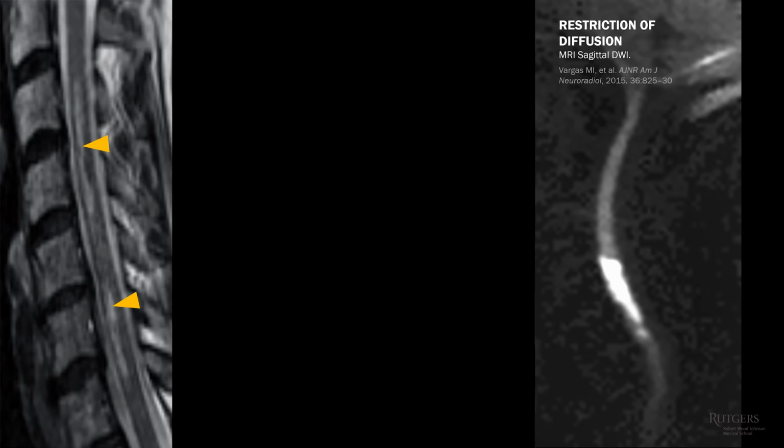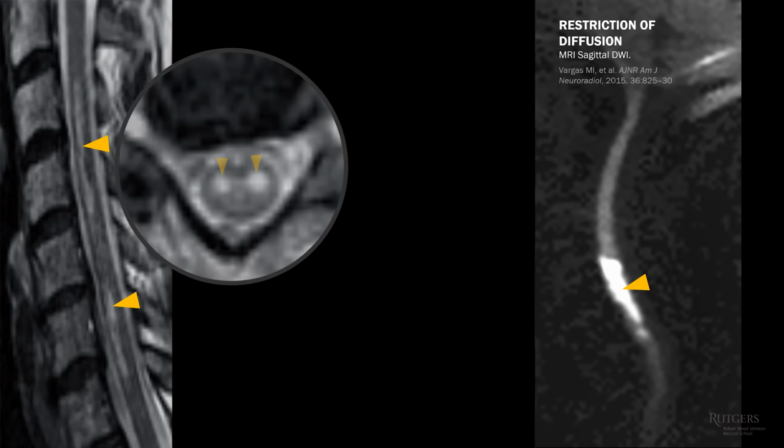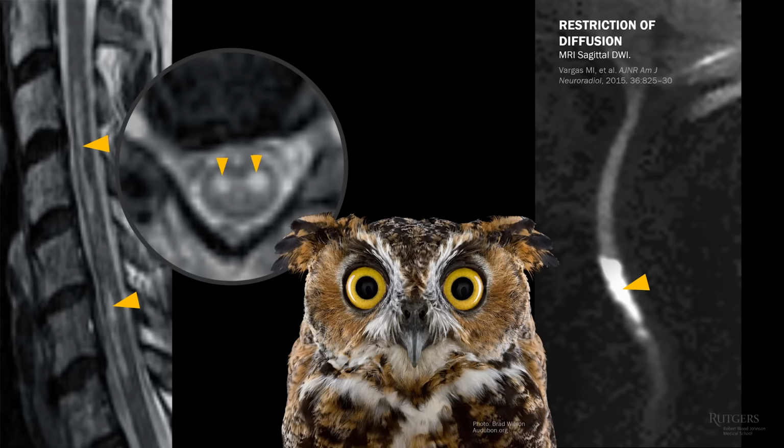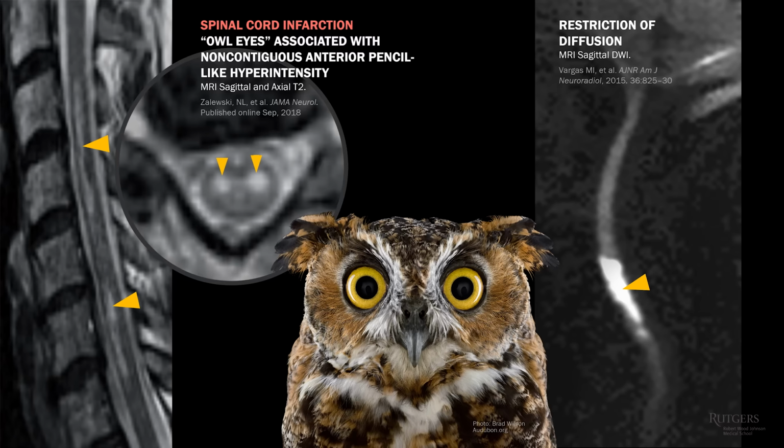Axial T2 image from the first patient shows that anterior cord is damaged. Doesn't the spinal cord look like a face of an owl? How about now? This is actually called the owl eyes sign, and the owl eyes are the area of anterior horn damage. Neuroradiologists have all the fun constantly coming up with awesome names for things.